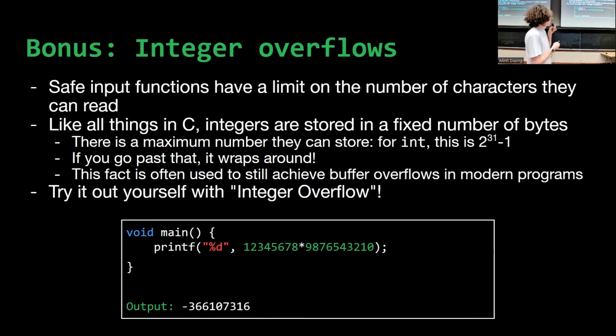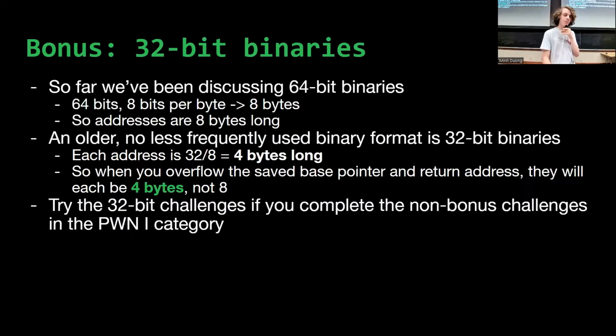So you see here, if I run this C code and print these two numbers multiplied, that should be a big number, right? But instead I get a really small negative number. That's because I went over the maximum representable number, and it wrapped around. There's a challenge that lets you play around with this idea as well, integer overflow. Fairly simple, but you should definitely try it out to get an idea of how this works.